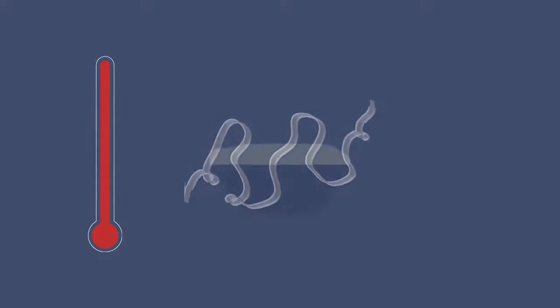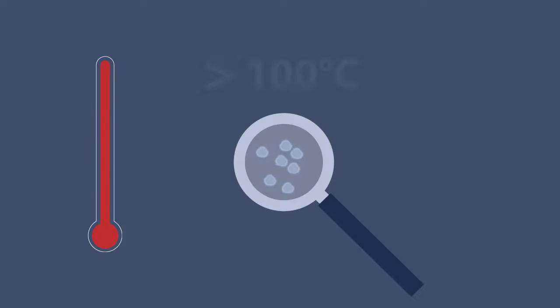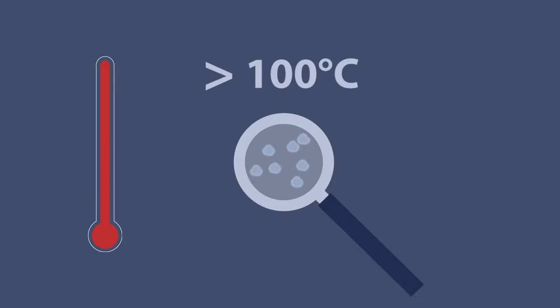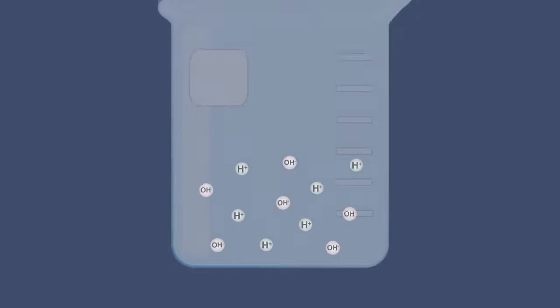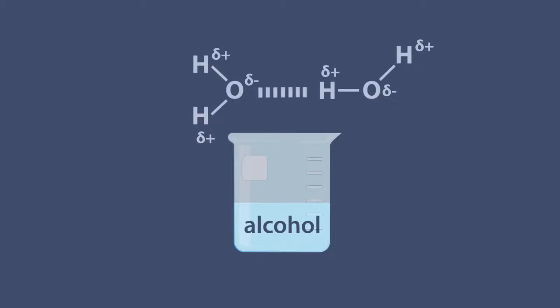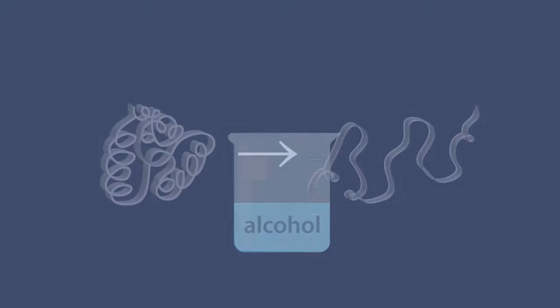With bread yeast, this happens at around 45 degrees Celsius, but some bacteria which cause food decay need to be heated above 100 degrees Celsius to denature their enzymes. Similarly, an increase in concentration of ions such as hydrogen, hydroxide, or salt, or changing the solvent from water, which is strongly polar, to alcohol, will disrupt these dipole forces, causing the enzyme to unfold.